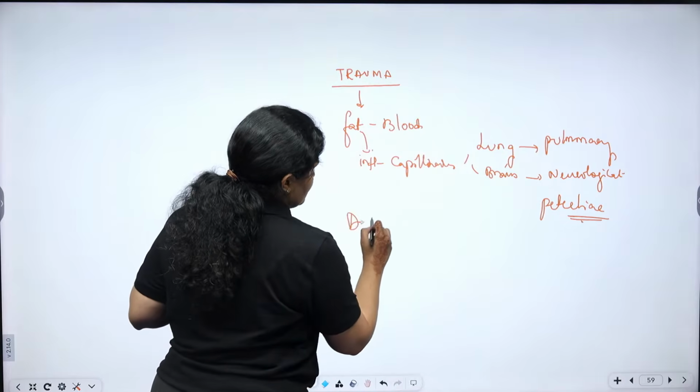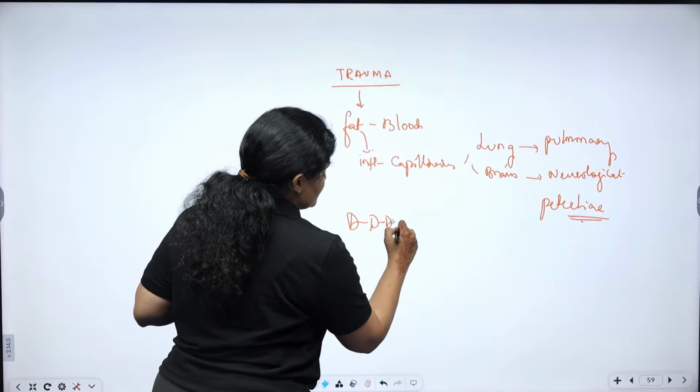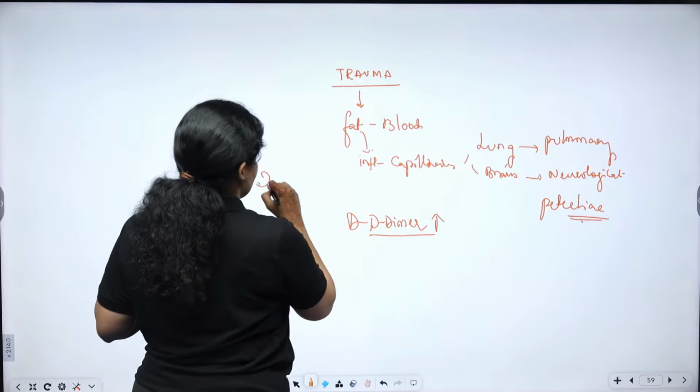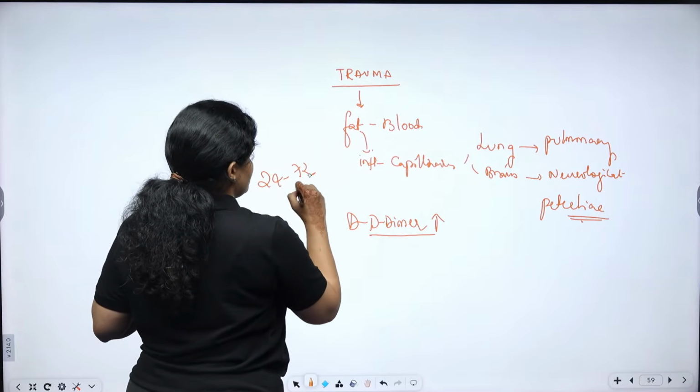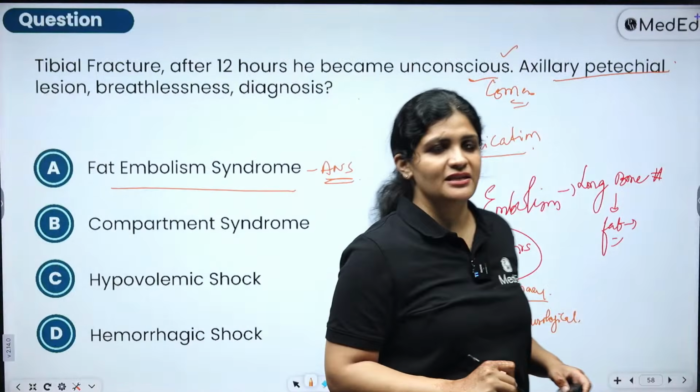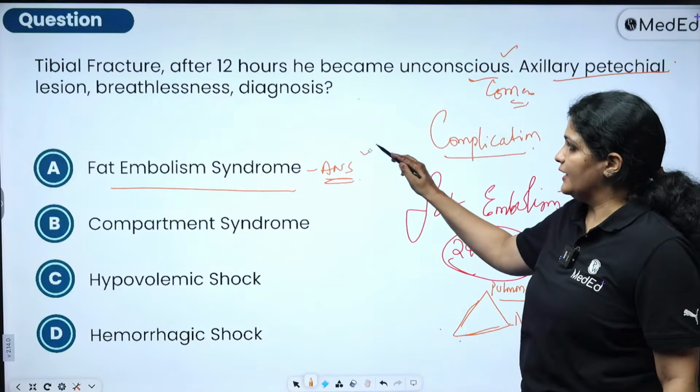And D dimer is the one which is elevated. D dimer is elevated in fat embolism, and what is important is that it is seen after 24 to 72 hours. So there is a gap which is present. Okay, and this is the most important complication. You have to diagnose it as fat embolism syndrome, usually done clinically.